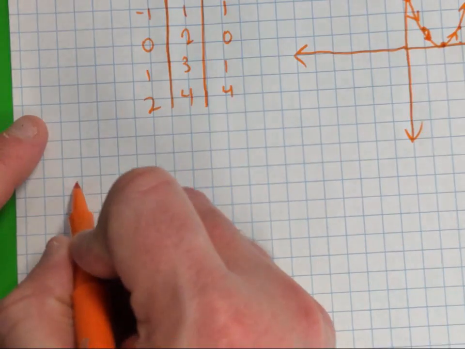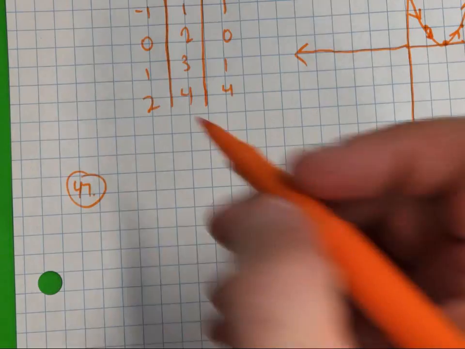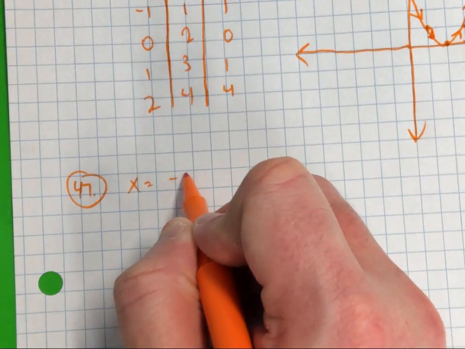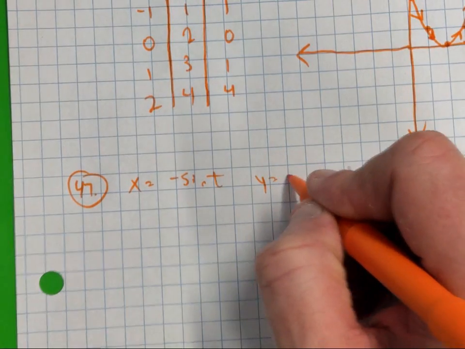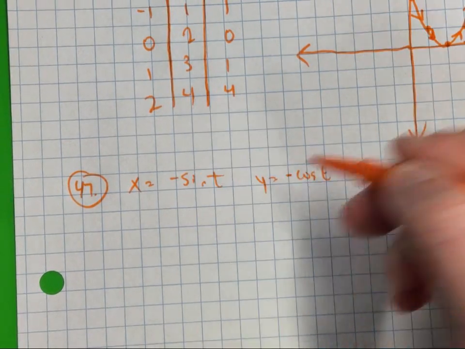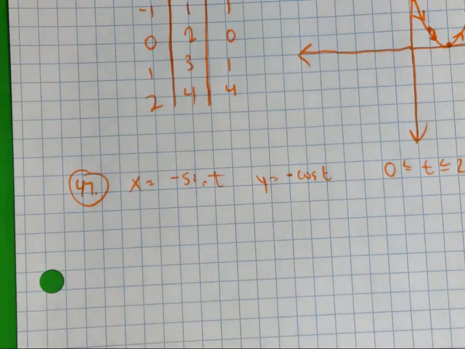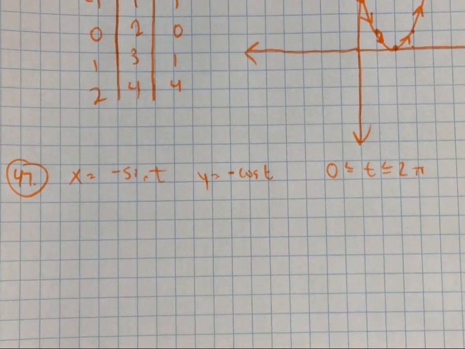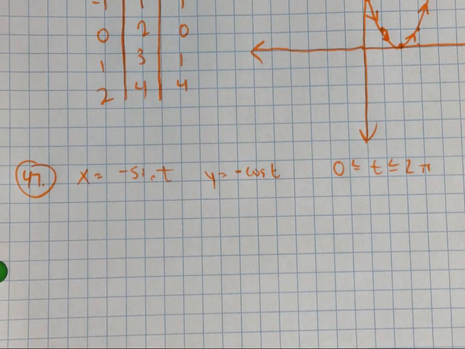Number 47. We have x equals negative sine t, y equals negative cosine t, and an interval. When they give you an interval like this, just use your major points. So x equals negative sine t, y equals negative cosine t.